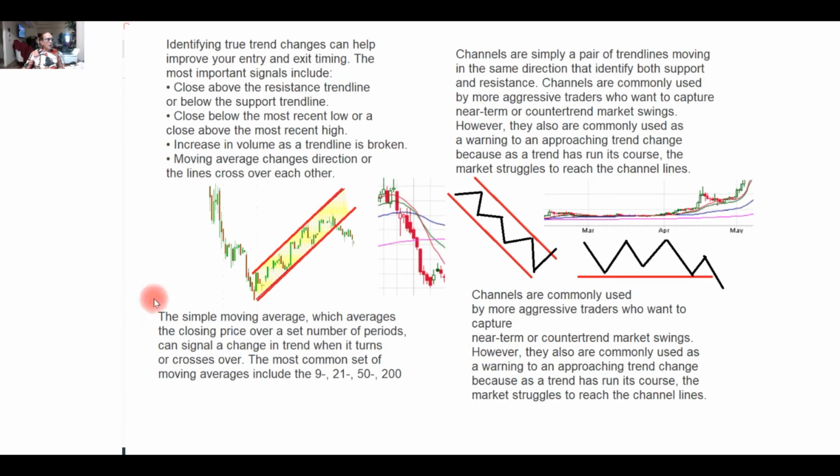Now right here we've got what we also call a channel, but also call it a trend. And you notice here, identifying the true trend change can help improve your entry and exit timing. So when you're going to get in, you wait till the trend is established. We know that we're coming from a downtrend, and here comes the reversal, and there are certain things, we'll talk about later, that signal the reversal is taking place.